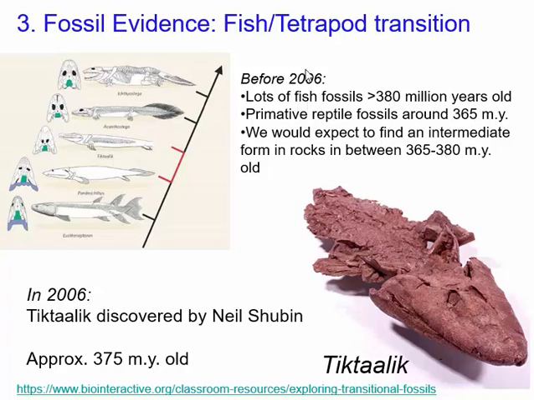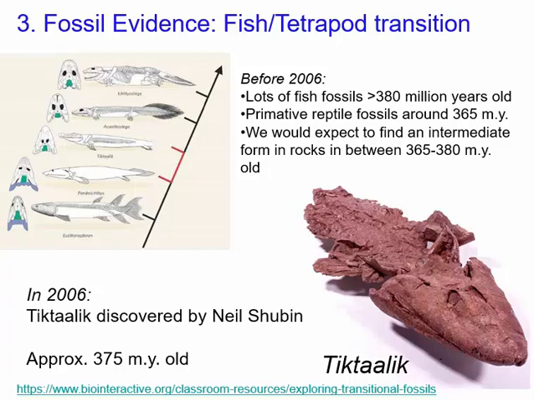Before 2006, what we had from the fossil record were lots of fish fossils that we knew were over 380 million years old. We have more recent fish fossils too. But before that, we don't see any real reptile fossils 380 million years ago or more. Then in about 365 million years ago, we start to see some primitive reptile fossils. So there's this gap of 15 million years or so that we can't really piece together. Where did we go from fish to reptile?